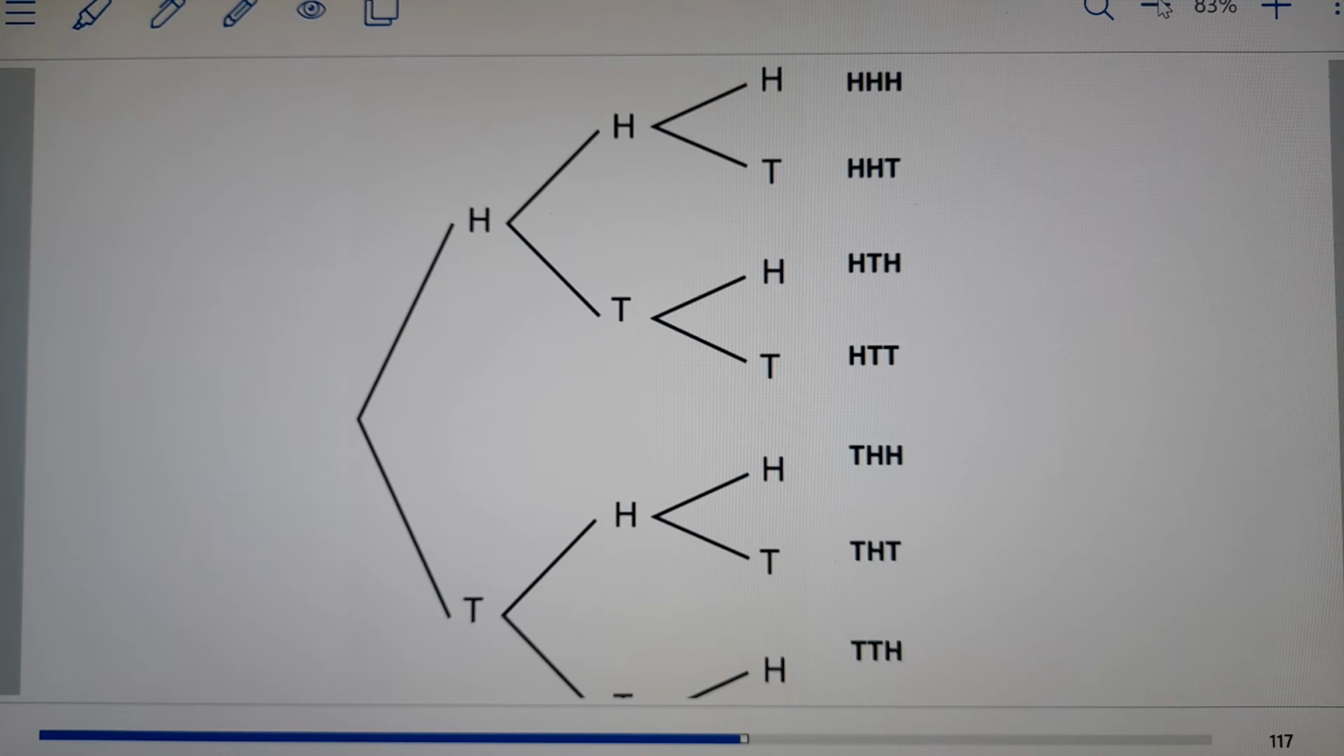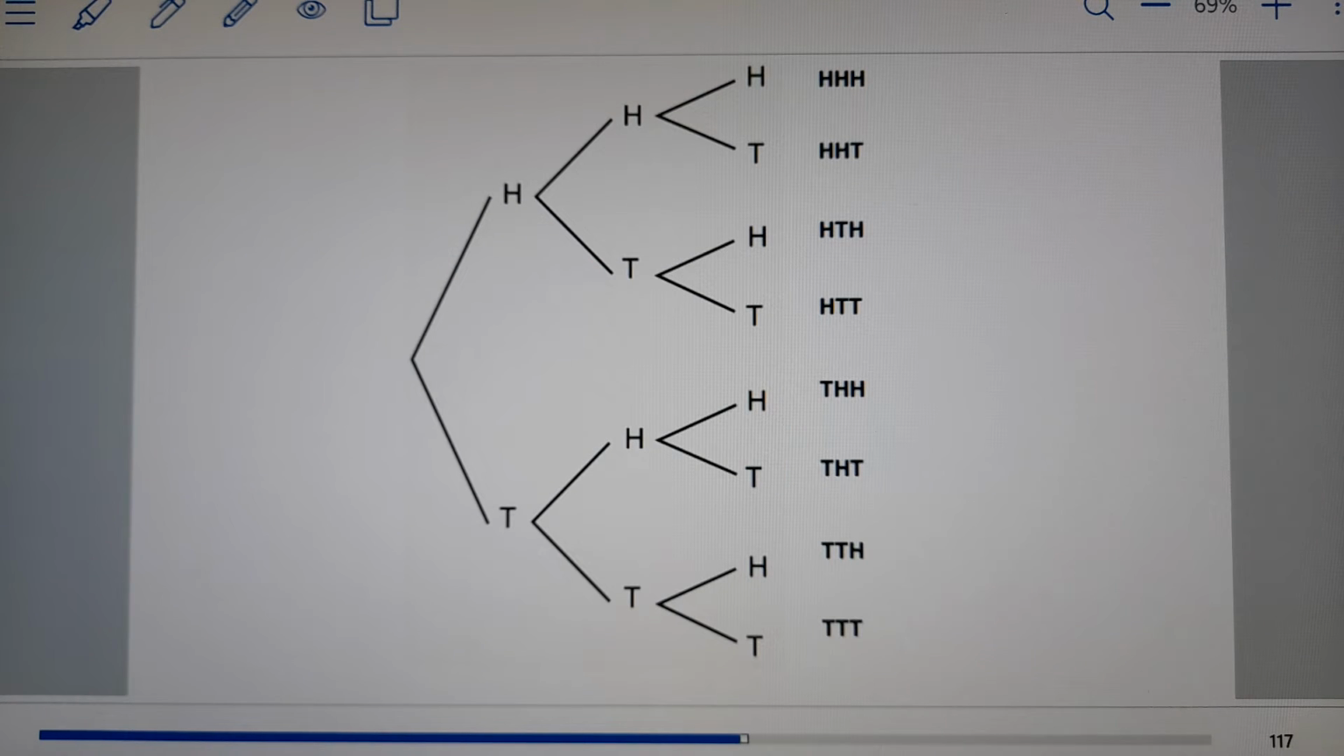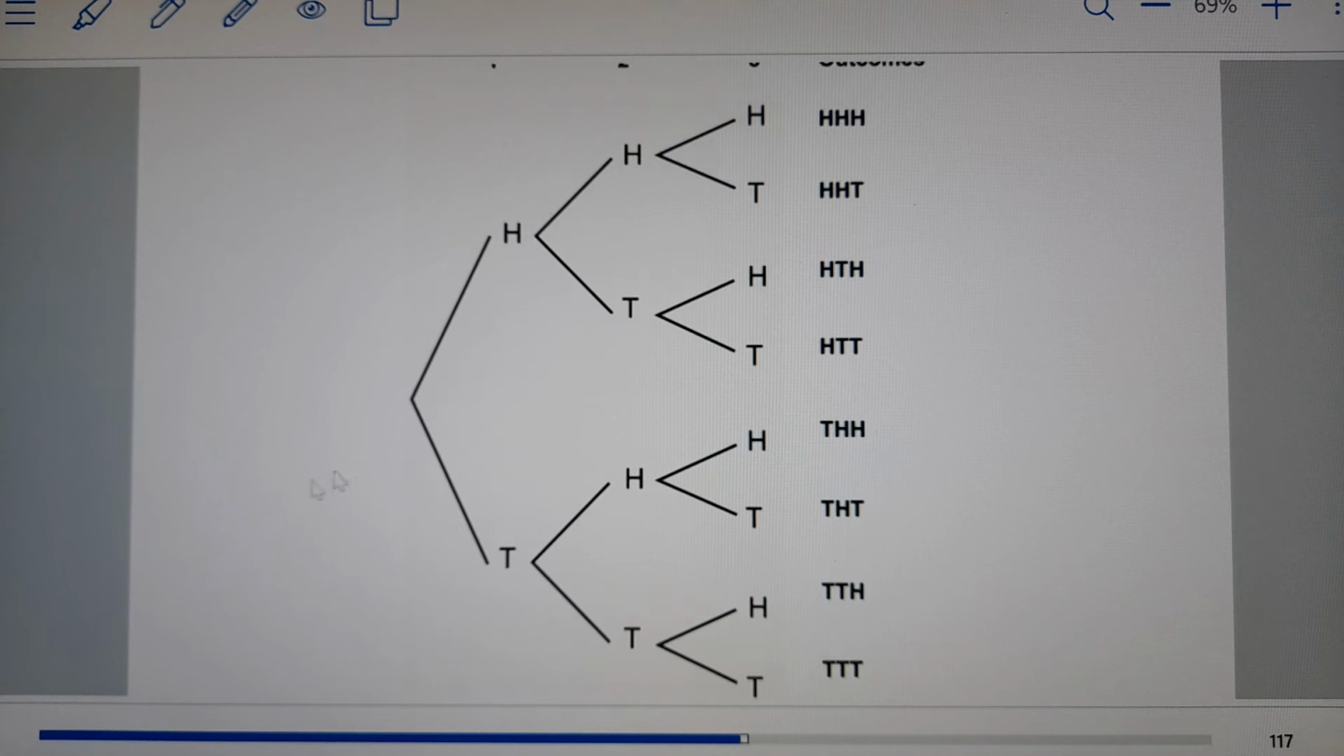Let me minimize it so that it can fit the screen. So this one is our first throw, so we can get either heads or tails. Heads or tails. And now we get the second throw. The second throw will come and attach to the first outcomes. So this is the second throw, this is the second throw. We can either get heads or tails, or we can get heads or tails.